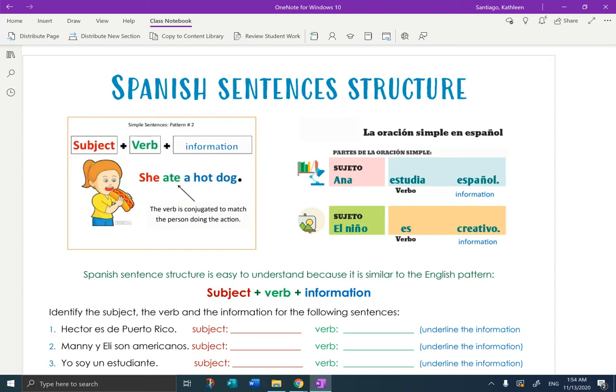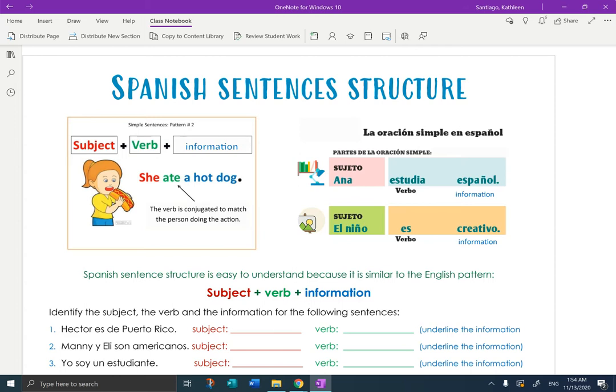And then below by the arrow, you can see it says the verb is conjugated to match the person doing the action. And we talked about that word. Conjugation means to change the verb to match the person doing the action. So that's English in the box. And over to the right, we have la oración simple en español. So a simple sentence in Spanish.